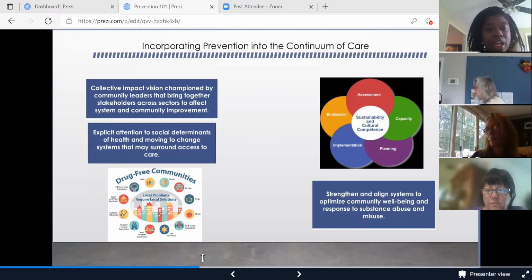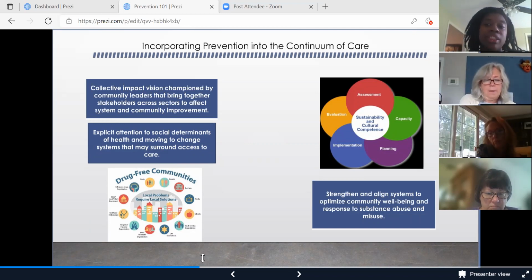So we incorporate prevention into the continuum of care because we can use our Drug-Free Communities as well as our SPIF. They strengthen and align our systems to optimize well-being. We can figure out where our gaps are by using our assessment within the SPIF, understanding the capacity for different resources that we currently have, and then plan for other ways in which we can provide the community with more resources should they move out of a stage of prevention into a stage of treatment or recovery.